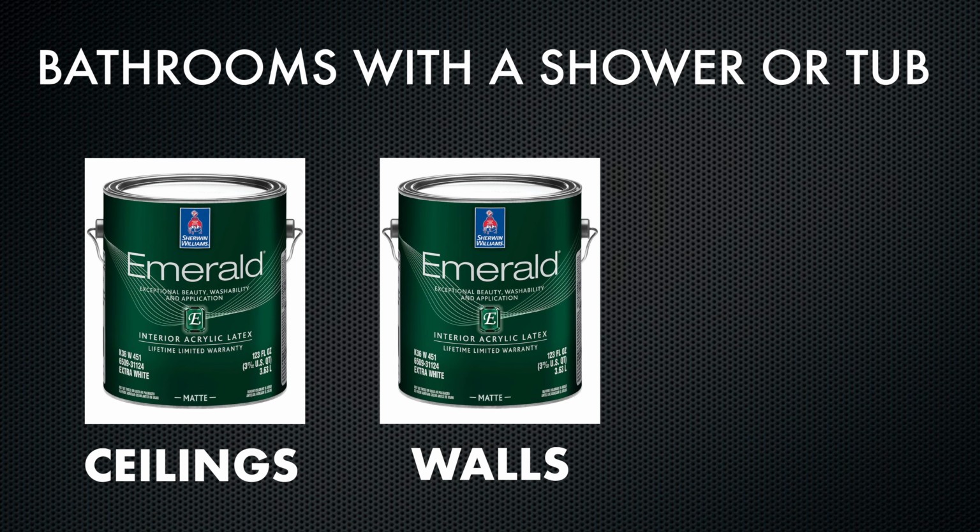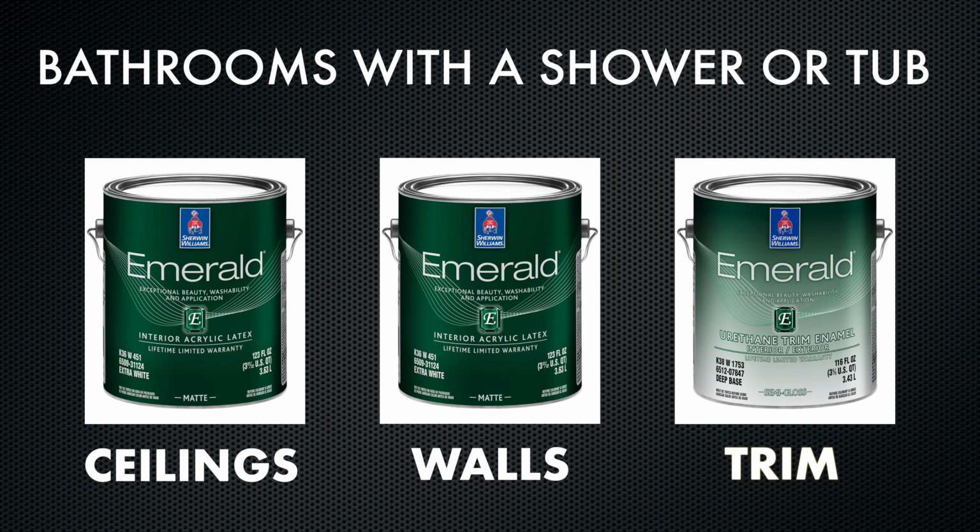Just a quick caveat: in the line of Emerald paint, there's no eggshell. It just jumps from matte to satin, but the satin is closer to an eggshell than most other products. I know it's weird, but that's just how Sherwin-Williams does it with some of their products. And then for trim and doors in a bathroom, we still use Emerald Urethane Trim Enamel in Semi-Gloss. It is super durable, and that product rips.